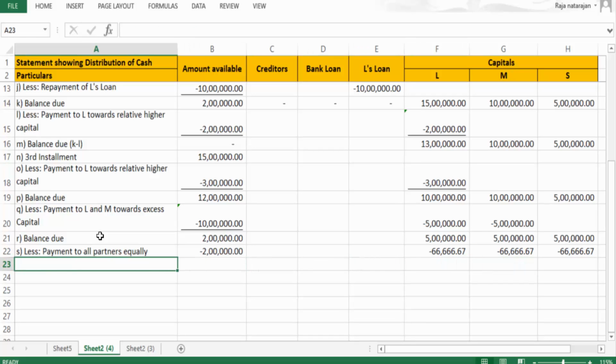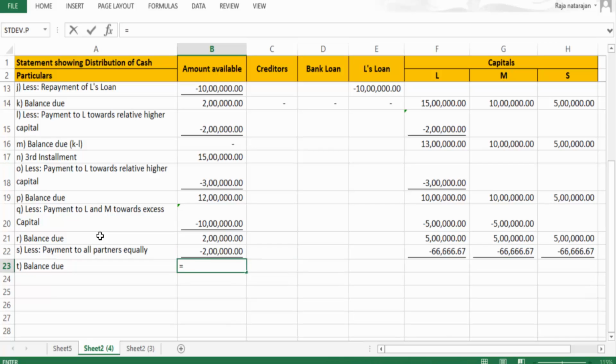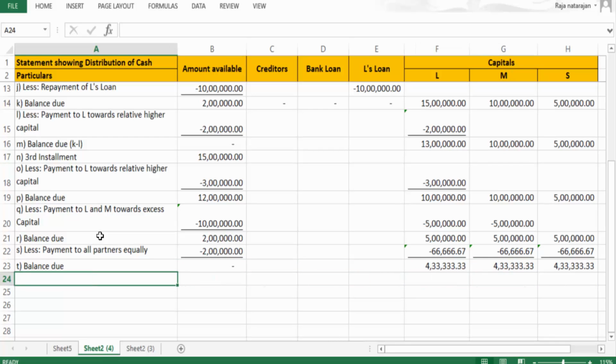So now we have to arrive at the balance due once again. Let's see. So here 2 lakh minus 2 lakh fully paid, but here still we have a balance, here also and here also. Then I think we have the fourth payment.